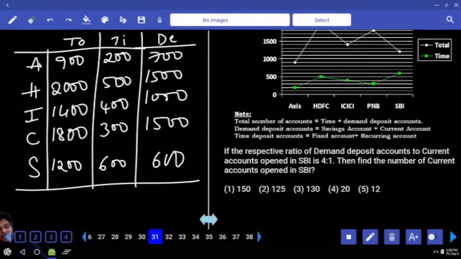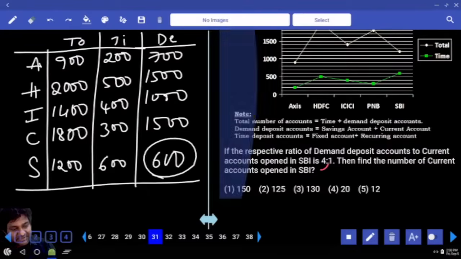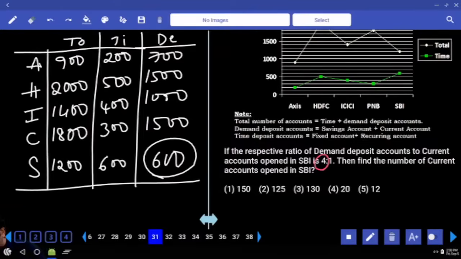If the respective ratio of demand deposit accounts to current deposit accounts opened in SBI is 4:1, then find the number of current deposit accounts opened in SBI. Demand deposit accounts in SBI, how many are there? 600. 600 is equal to 4 parts. One part value 150. First option answer.